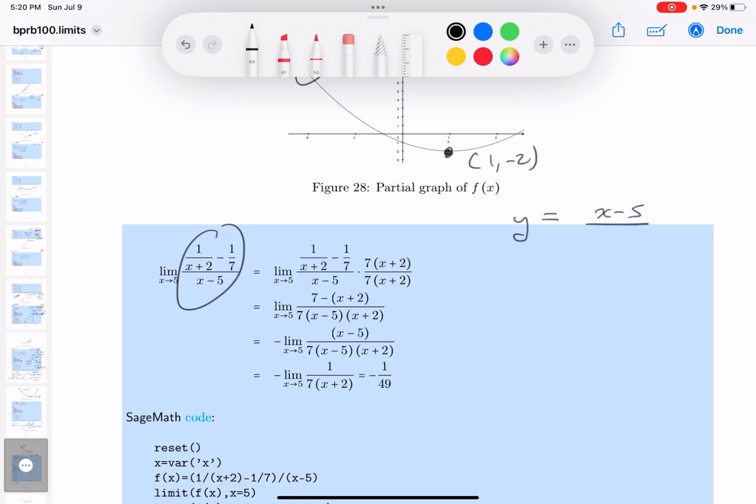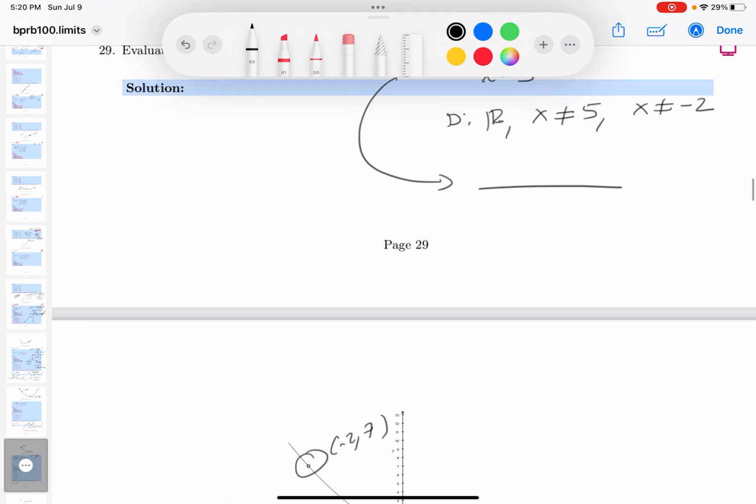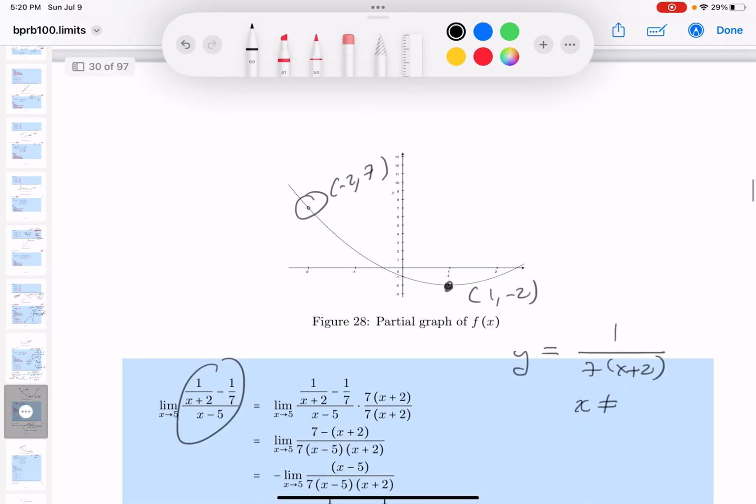Well, I'm going to really simplify it. We found that it's equivalent, through a lot of manipulations by the way, to 1 over 7 times x plus 2, right? Now, granted, when I say it's equivalent to that, provided x is not equal to, what two numbers did I say? It can't be 5 and it can't be minus 2.